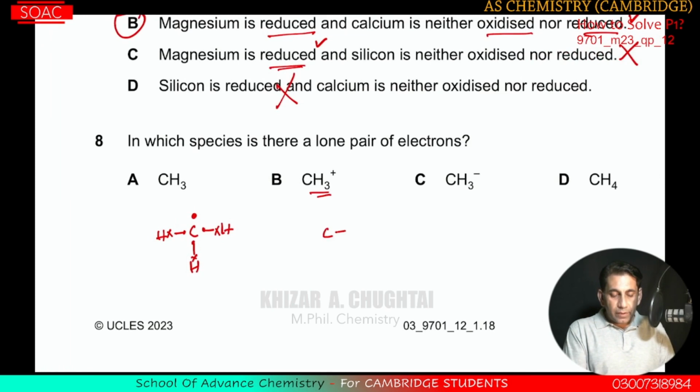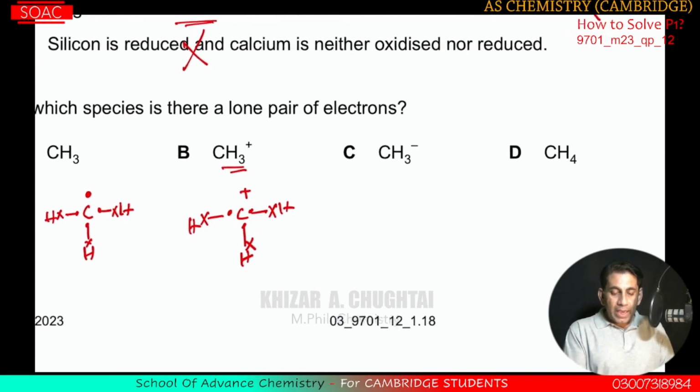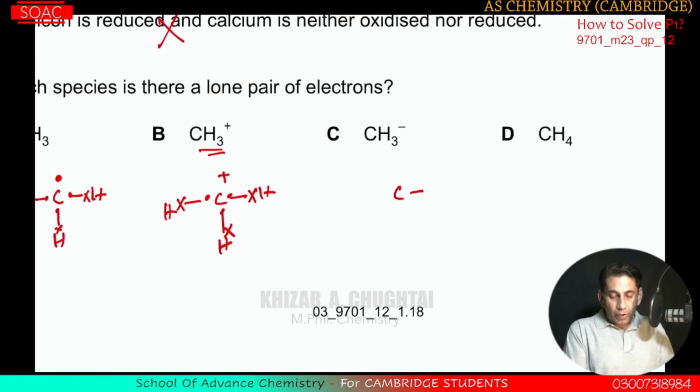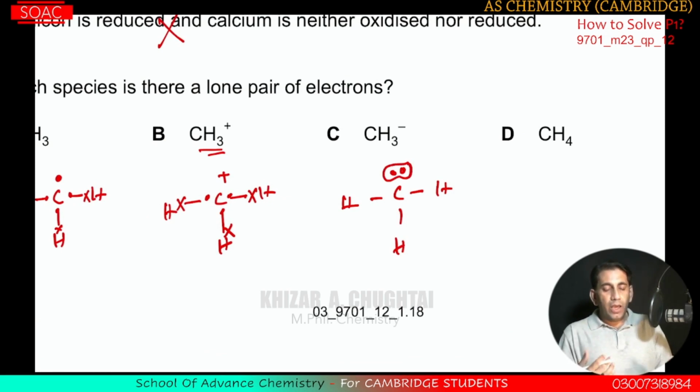CH3 positive also has a similar structure, with a positive charge. Hydrogen, hydrogen, and 3 electrons are used by this carbon, 1 electron by each hydrogen, and there is no lone pair. In the case of CH3 negative, 1 carbon, 3 hydrogen, and this is the negative charge. Negative charge can be written in the form of a lone pair. Yes, it is true. C is the correct option.